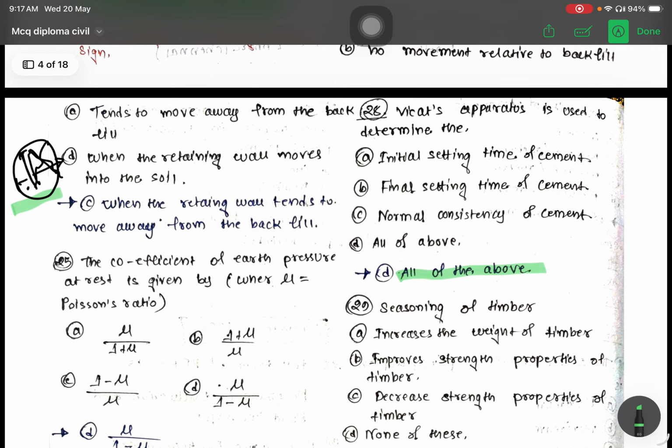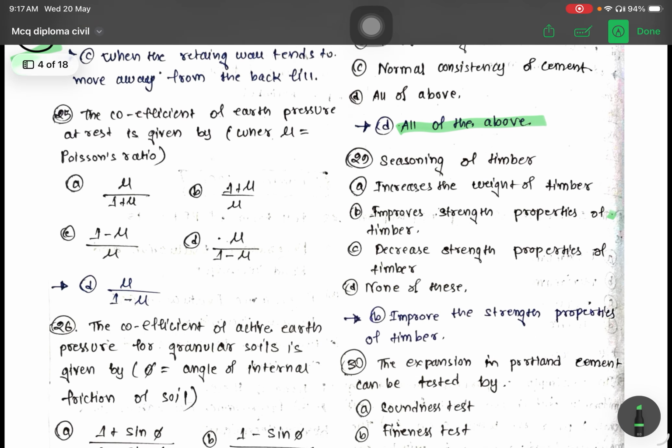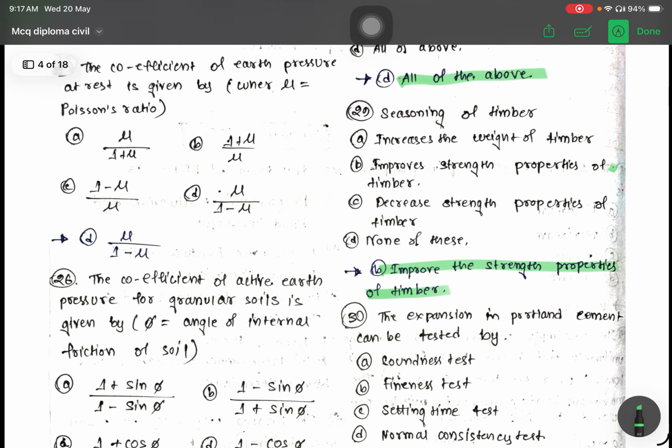Seasoning of the timber: increases the weight of the timber, improves the strength properties of the timber, decreases strength properties of the timber. Seasoning increases strength properties of the timber. The expansion in Portland cement can be tested by soundness test.